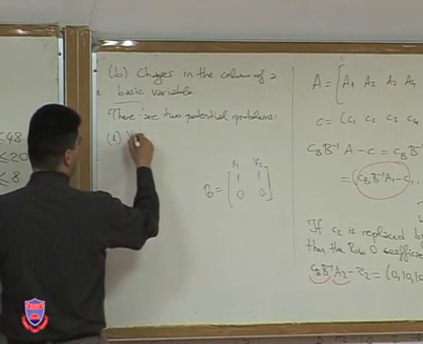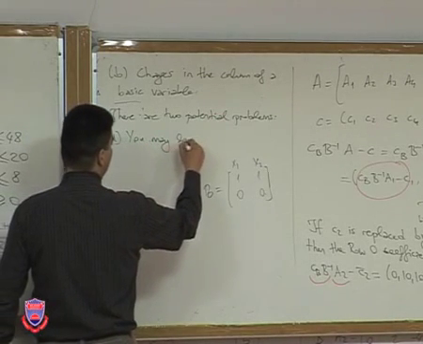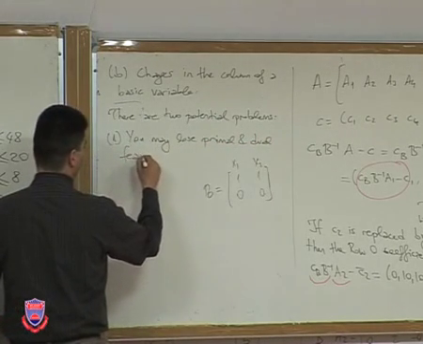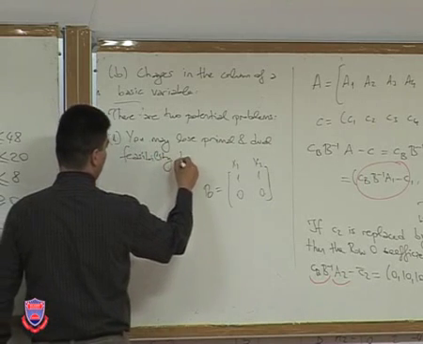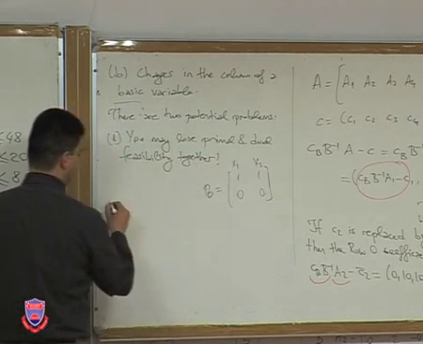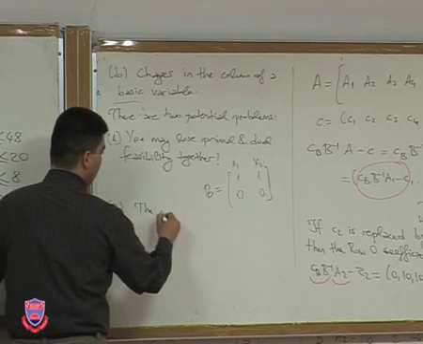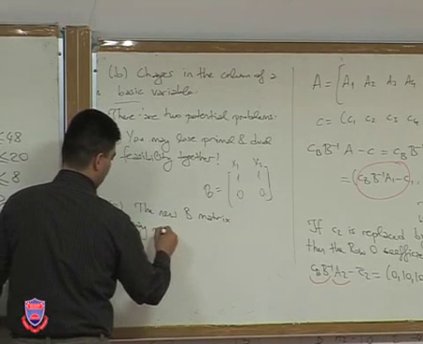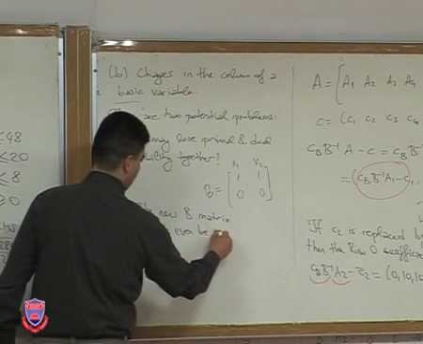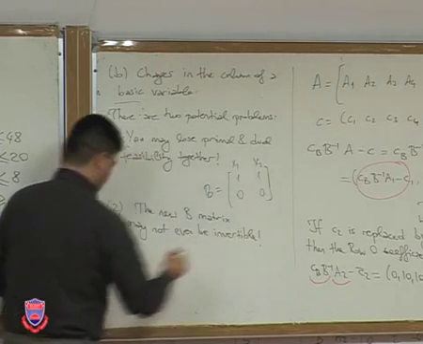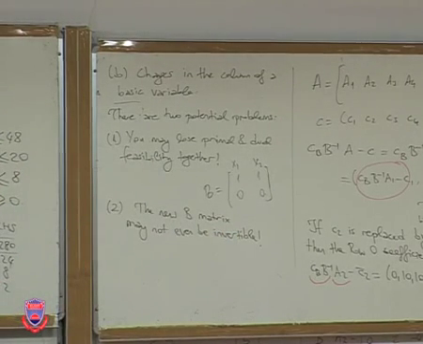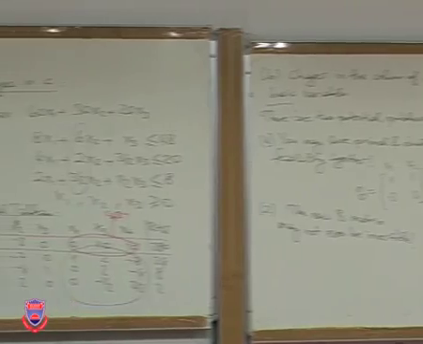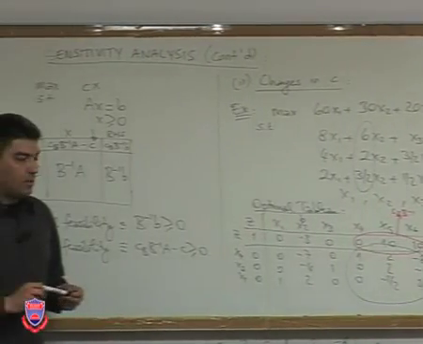The first one is that, as I said, you may lose primal and dual feasibility together. And the second one is that the new B matrix may not even be invertible. So you may lose the property that the new matrix B is non-singular, or invertible. That is a serious problem, of course.